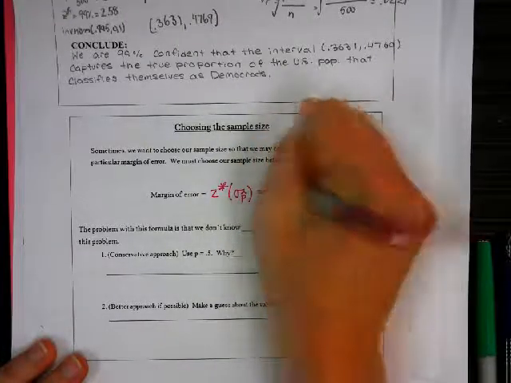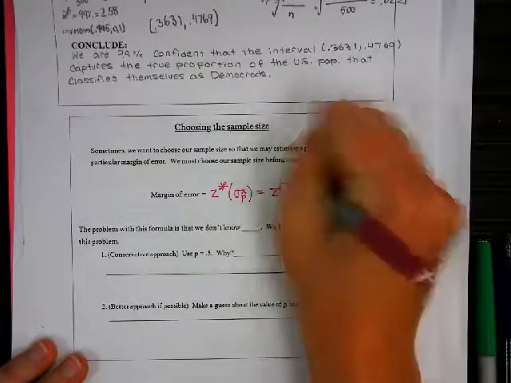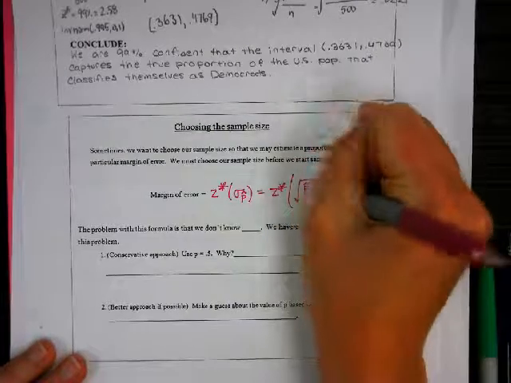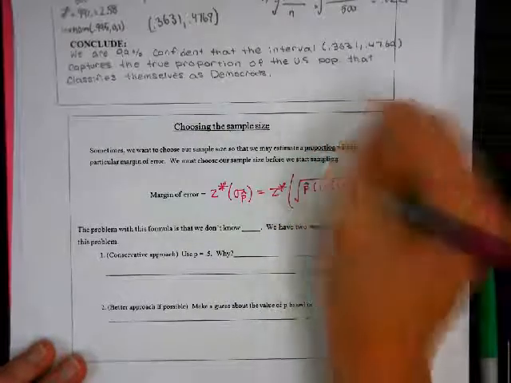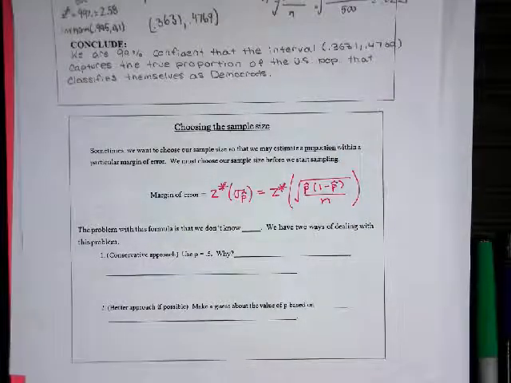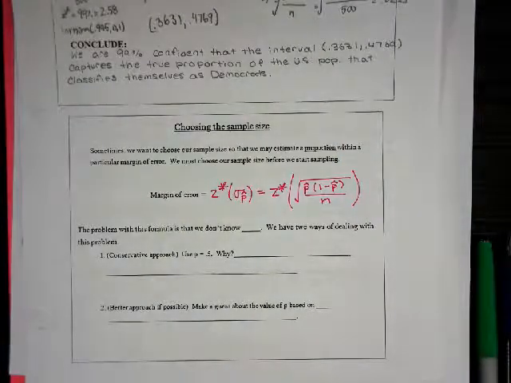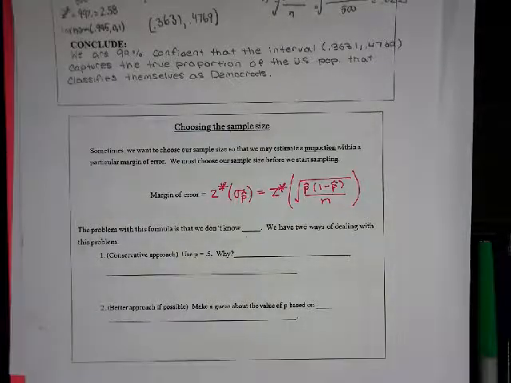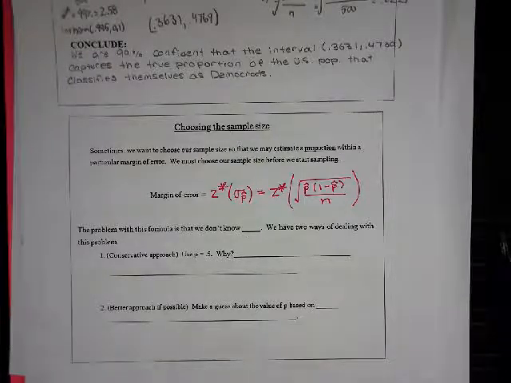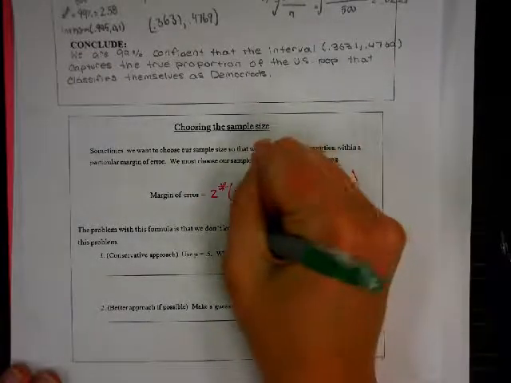Now, the problem here is that most of the time, if you haven't done your sample yet, you don't know what p hat is, because p hat comes from the sample. So there's two approaches. The first one is called the conservative approach, which is you just put 0.5 in for p hat. This maximizes your margin of error.